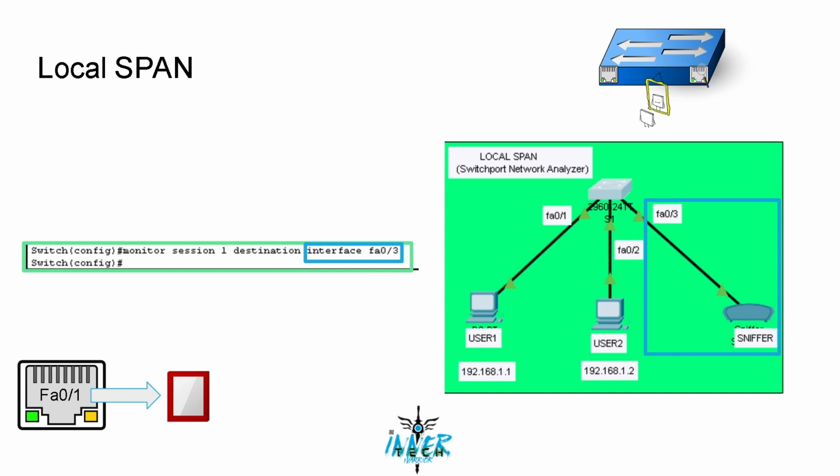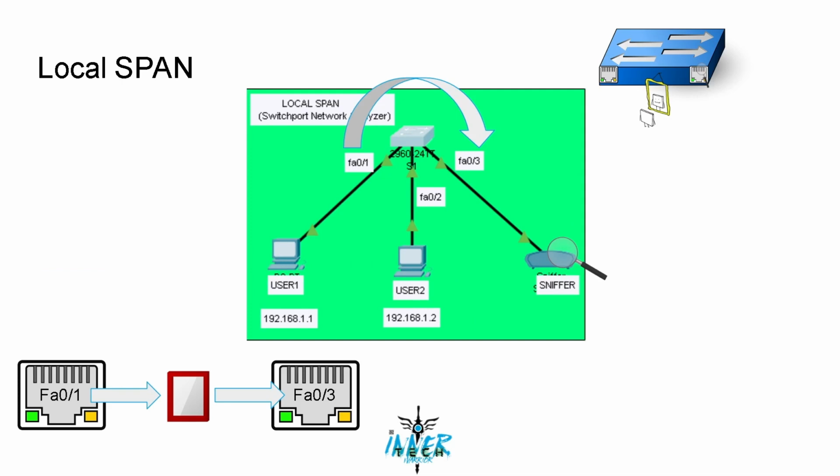Next, we have to specify the destination port our sniffing device is connected to, which is FastEthernet 0/3. So the command here is monitor session 1 destination interface FastEthernet 0/3. This sets Fa0/3 as the destination for the mirrored traffic. Now, any traffic on Fa0/1 will be copied to Fa0/3 for monitoring.